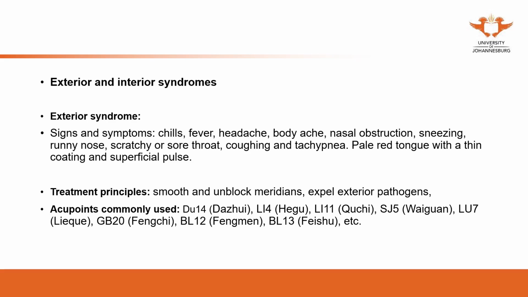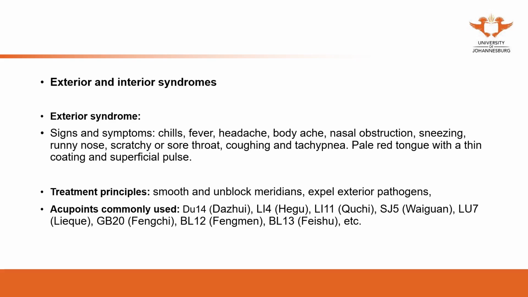So this patient may present with chills, fever, headache, body ache, but all superficial, or in the upper part of the body. The patient may present with nasal obstruction, sneezing, runny nose, coughing, tachypnea. You see, all these are related to the lung, the zang organ of the lung, as described in the Lingshu. It refers to the lung system, which includes the nose and the throat, and also the airways.